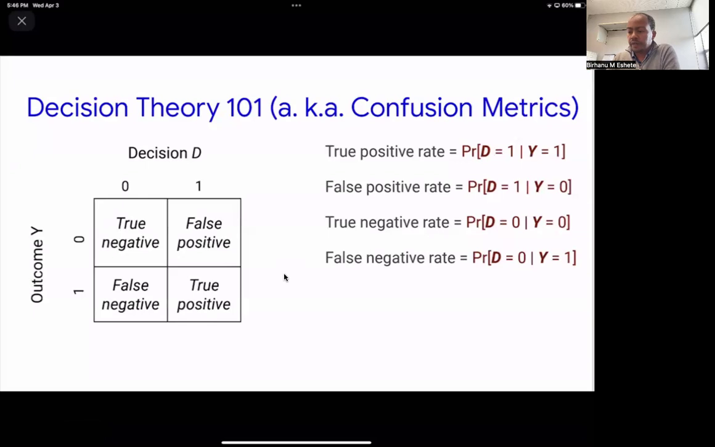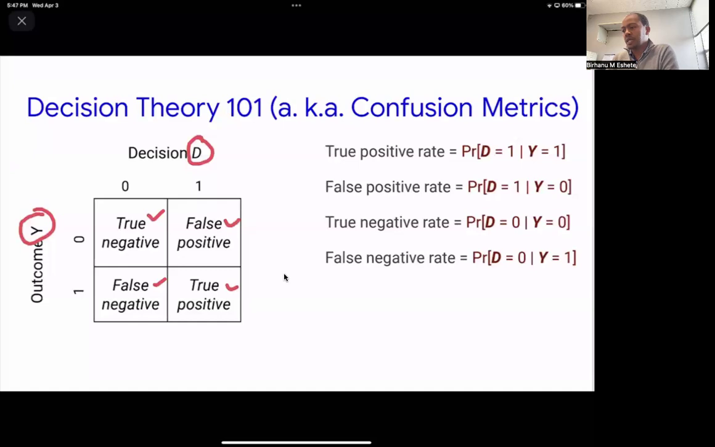So we have outcome Y vertically, and decision D horizontally. When the expected outcome is 1 and the decision is 1, this is a true positive. When the expected outcome is 1 and the decision is 0, this is a false negative, because our expected outcome is positive. When the outcome is 0 and the decision is 0, this is a true negative. And when the outcome is 0 and the decision is 1, this is called a false positive.